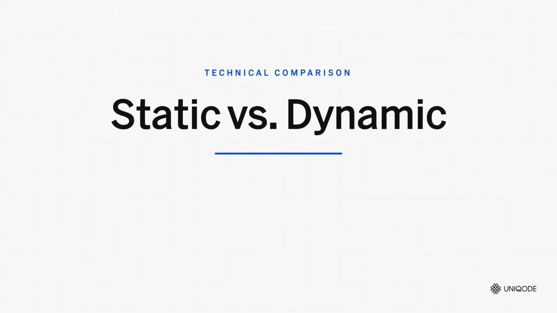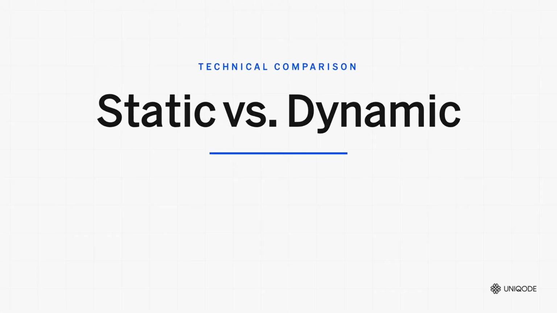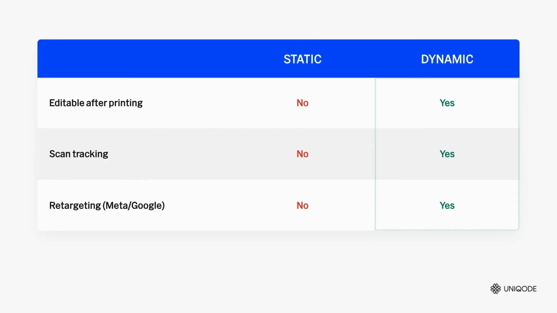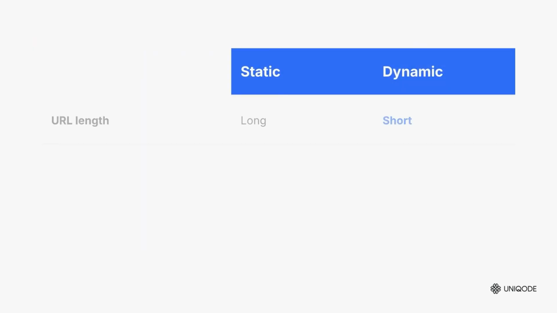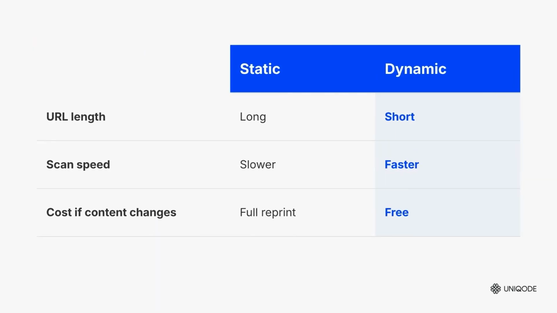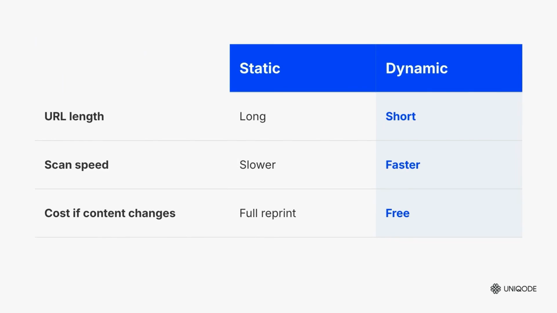Quick side-by-side, because this is the part people actually screenshot. Notice the differences in editability, tracking, and retargeting. Static offers none, dynamic offers all. Also, dynamic codes have shorter URLs and faster scan speeds. Small detail, but it adds up when people only have seconds.